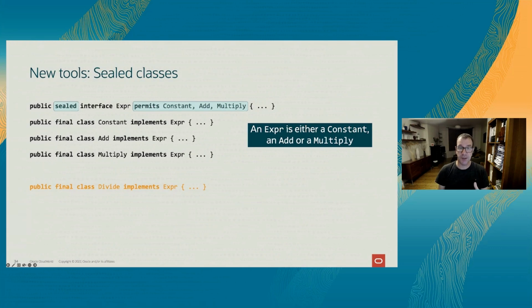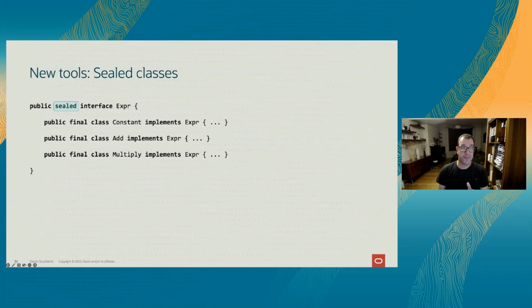Attempting to declare a subclass not on the list results in an error at compile time, whilst at runtime, the VM will refuse to load class files for unpermitted subclasses. So sealed classes and interfaces allow us to declare hierarchies that model more precisely what we want. So now if we have to model alternatives or choices between data types, we have a tool directly available to us to do so. And we'll see in later examples this is very useful.